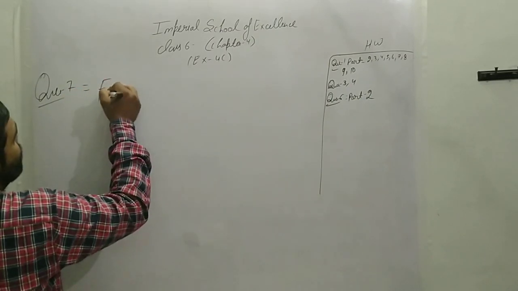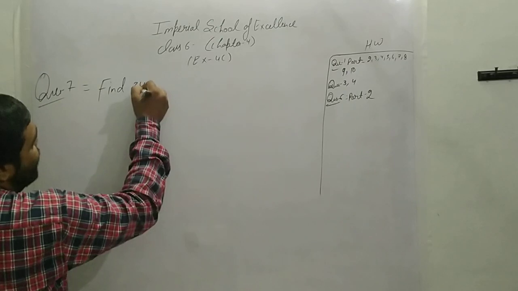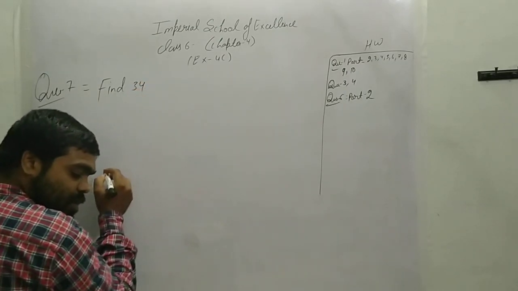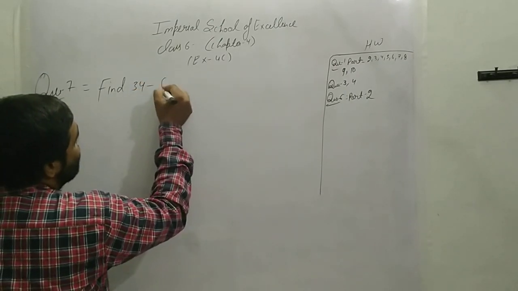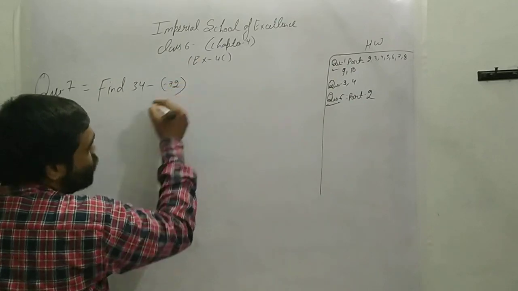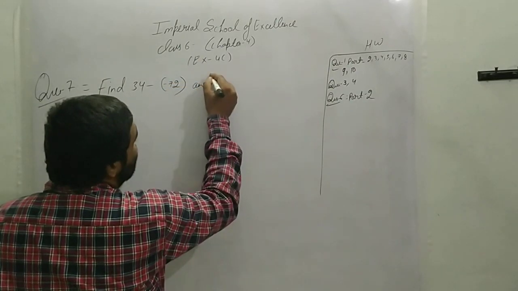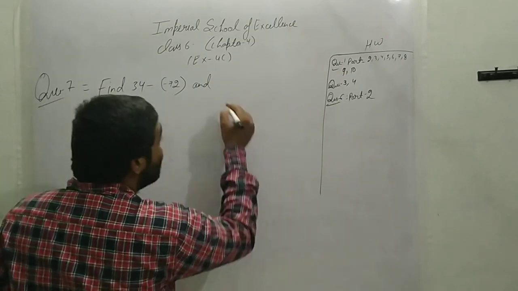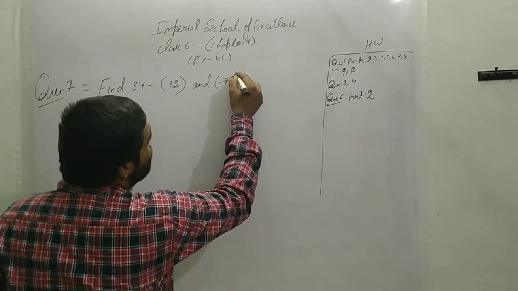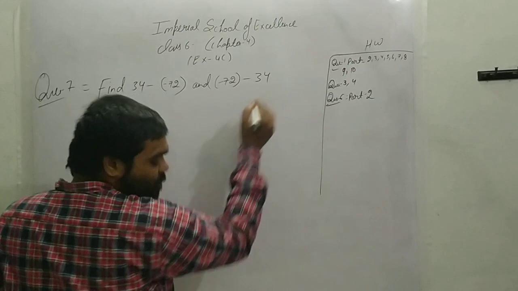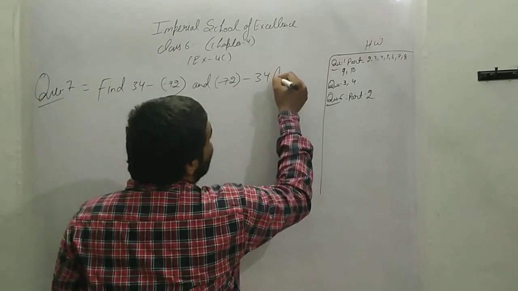Question number 7 is: find 34 minus 72 and minus 72 minus 34. Are they equal?